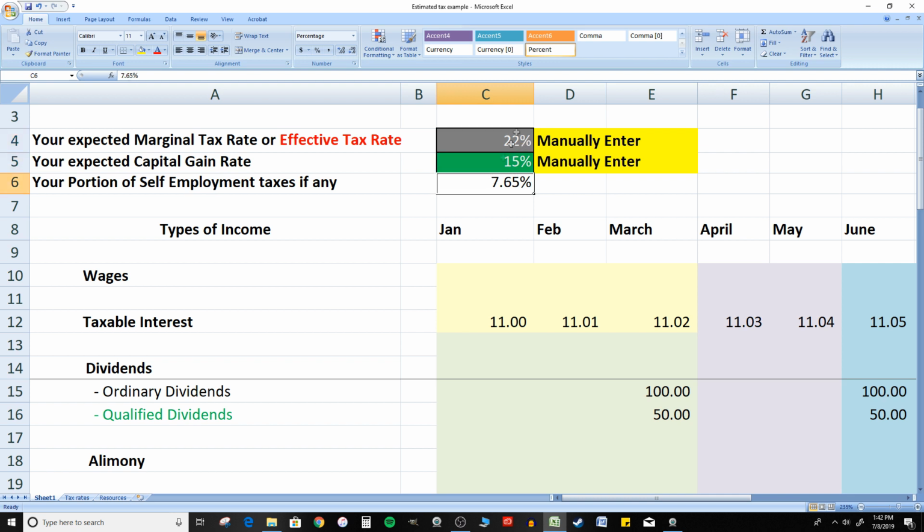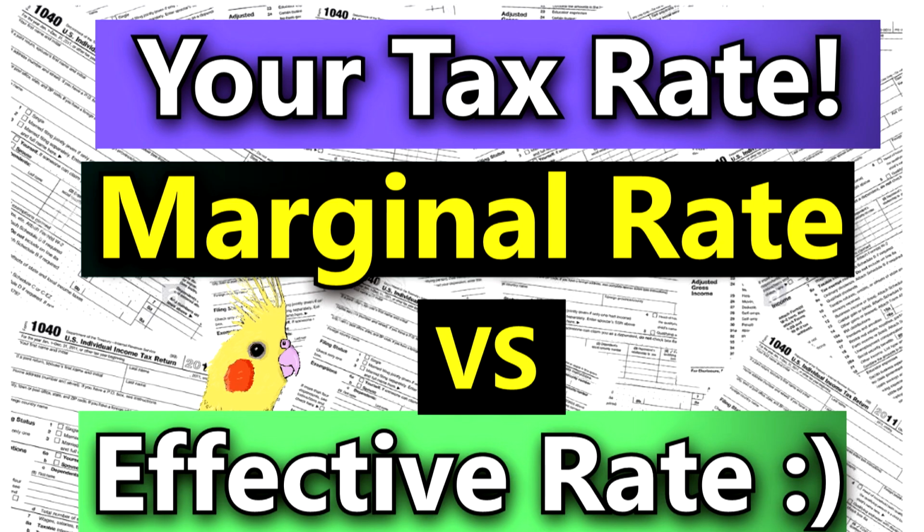But these two, you would want to manually enter what your rates would be, because they might be different for each and every person. Knowing what rate you want to use to calculate your estimates is very important, so that's where it starts. Real quick, guys, before we move forward, let's talk about the marginal rate and the effective rate.